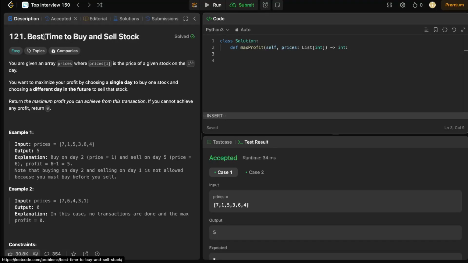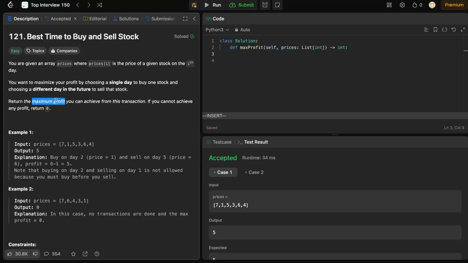So today we're going to be doing best time to buy and sell stock. The question is, you're given an array prices where prices[i] is the price of a given stock on the ith day. You want to maximize the profit by choosing a single day to buy one stock and choosing a different day in the future to sell the stock. And we need to find the maximum profit for the strategy.